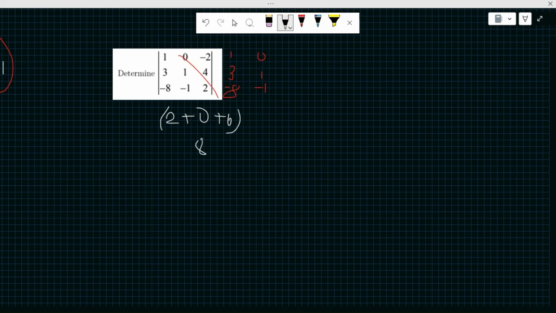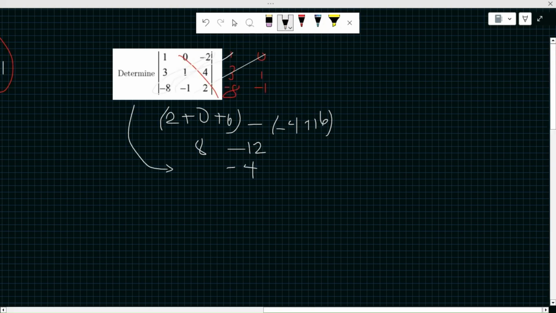Then this one, negative 2 times 3, negative 6 times negative 1, that's positive 6. So we have 8 here, minus 0 times this line is just 0. 1 times 4 times negative 1, that's negative 4. And negative 2 times negative 8 is positive 16. So that's going to be 8 minus 12, or just negative 4. So the answer here is negative 4.